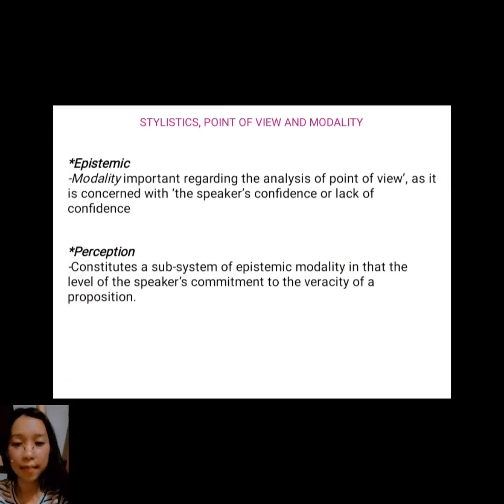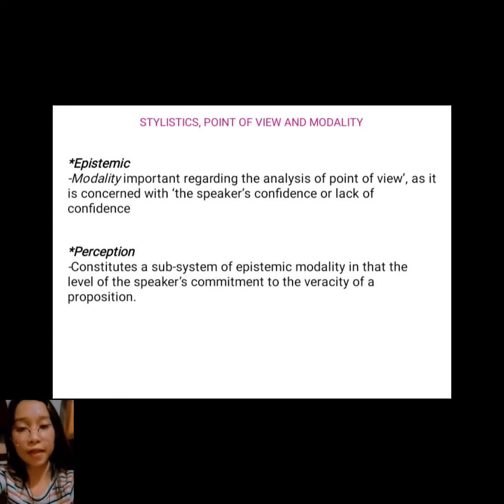Next is epistemic. It is concerned with the speaker's confidence or lack of confidence in the truth of a proposition expressed. Epistemic can be conveyed in a number of ways. Through the use of modal auxiliaries, for example, he could be wrong. Through modal lexical verbs, for example, he supposes he is right. And adjectives in the be, that, and be to construction. For example, it is certain that he is wrong.